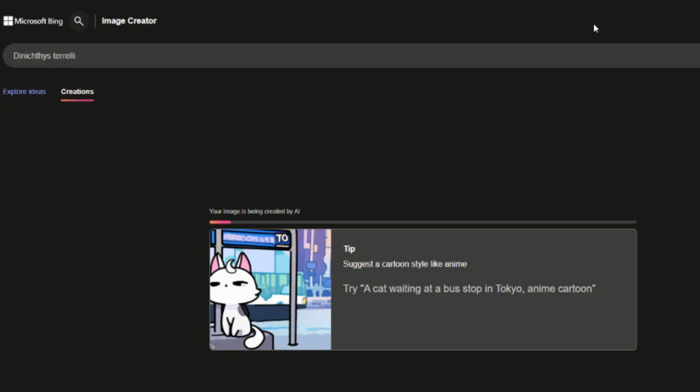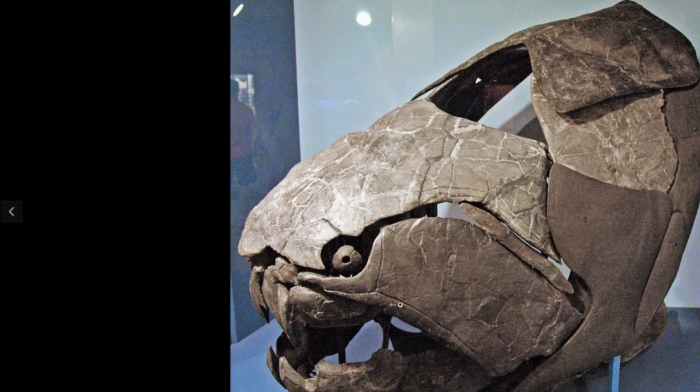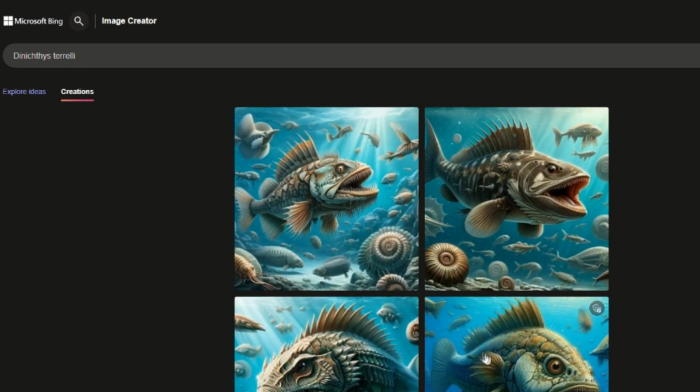Dinichthys terrelli is actually a bit of a more famous animal because it was a fish, but with a very specific kind of jaw, a very scary jaw, a predator, an apex predator. So this should be a fish with a very distinctive... No. Again, that's not even remotely what I asked for. The head looks like this. It's got a really distinct look about it. These are just piranhas or something. It's really not handling the Paleozoic. The AI cannot comprehend the Paleozoic at all.